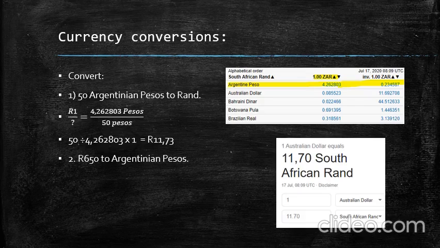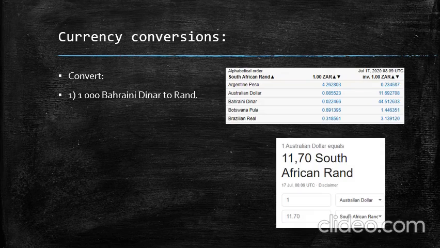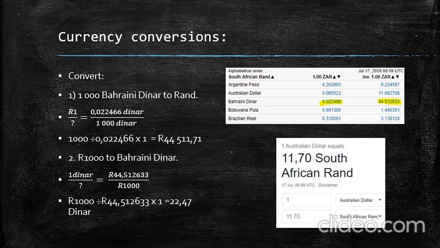If we convert 650 rand to Argentinian pesos, we're going to get 2,770.83. Remember, we are using the method where we divide up and we multiply across. Use the same information, and we're working with the Bahraini dinar. Then you're going to see the same thing applies to it. Here, 1 rand is going to be so many dinar, or 1 dinar is going to be 44 rand. So there we go. And then there's another one using the same example. So these are the type of calculations that we need to be able to do.